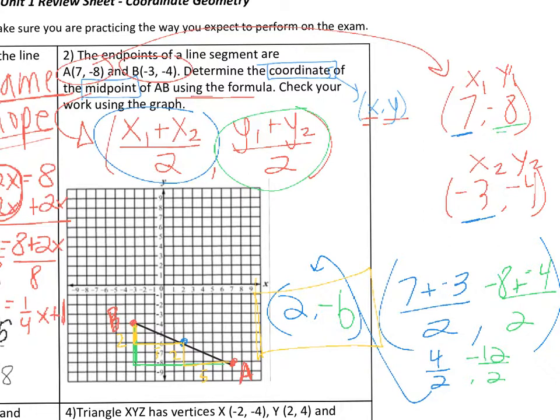Not all problems can you feel 100% confident walking away from, because not all problems have a way to check. But this was one that you can definitely walk away feeling confident, because you have two ways to find your answer. The first time we did it using the formula, and then we're able to check using the graph.